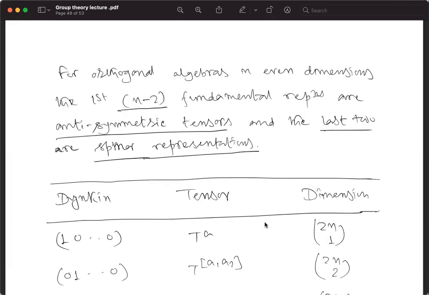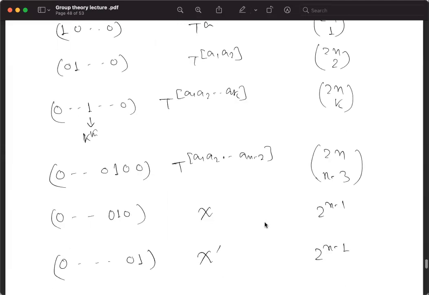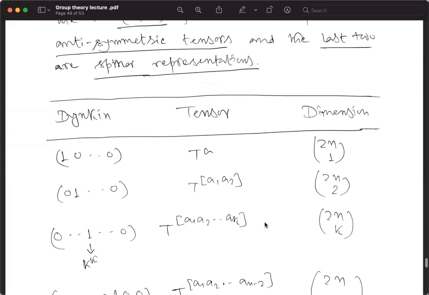Now for orthogonal algebras in even dimensions, the first n-2 fundamental representations are antisymmetric tensors, and the last two are spinor representations. Basically, right? So then you can consider, for the Dynkin diagram, Dynkin levels 1, 0, 0, there's a tensor of this structure Ta, and the dimensions 2n and 1, C1, and then so on.